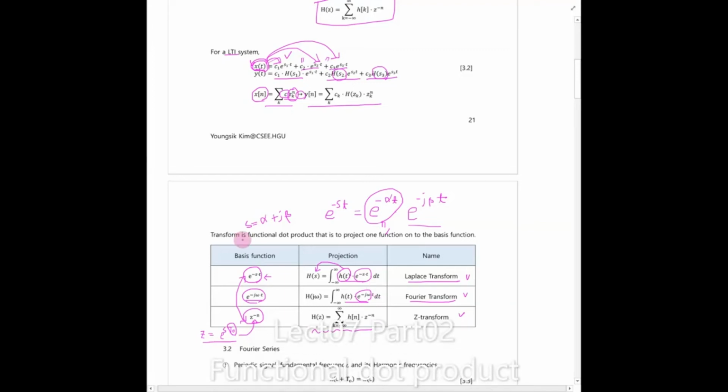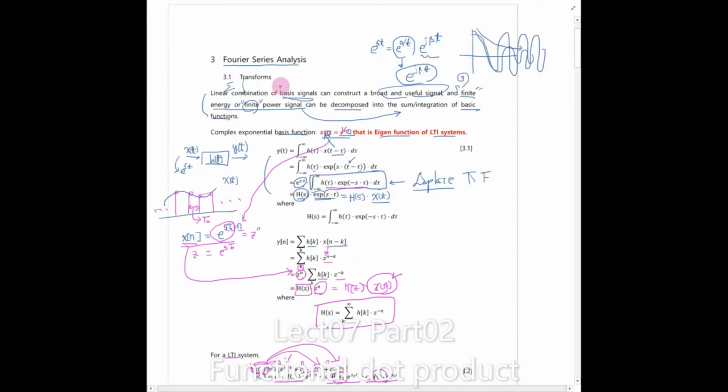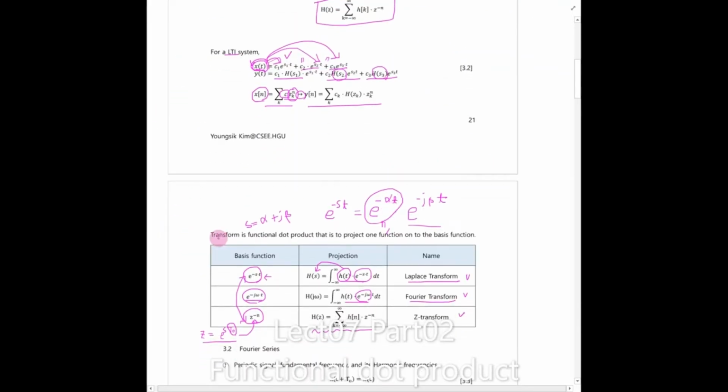Some of the terms are not that familiar to students, so I would like to give some idea about what the basis functions are, or what the transform is. You know that a transform is actually a functional dot product. What's the meaning of a functional dot product? This is called a functional dot product. To know the transform, you need to know the meaning of that, so I would like to explain it.